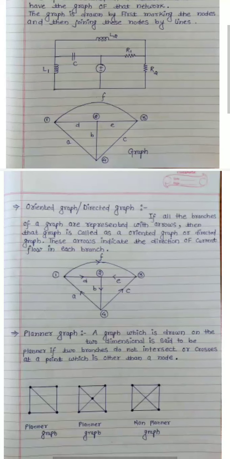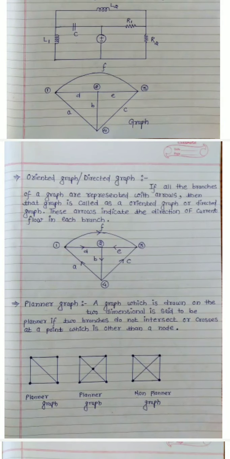Next topic is oriented graph or directed graph. If all the branches of a graph are represented with arrows, then that graph is called an oriented graph or directed graph. These arrows indicate the direction of current flow in each branch. If a graph has arrows in all the branches, then it is called an oriented or directed graph. The arrow is showing the direction of the current in that branch.